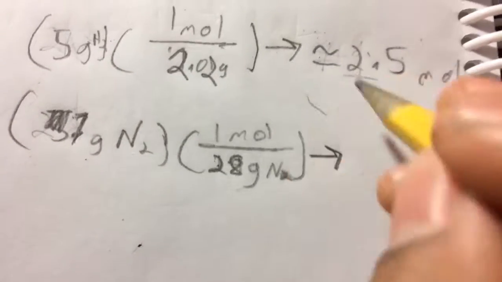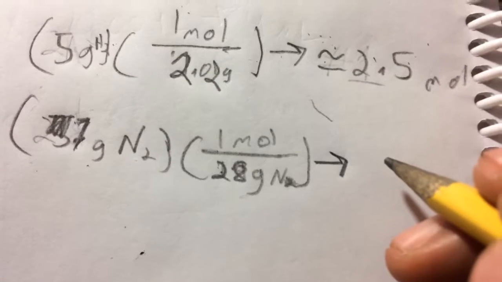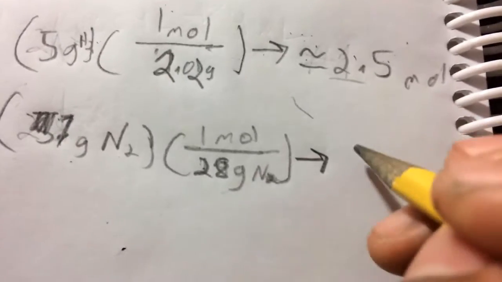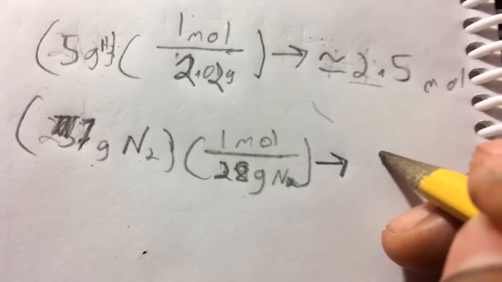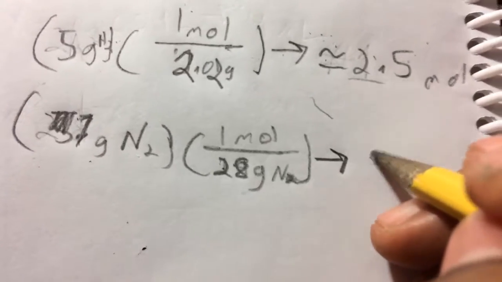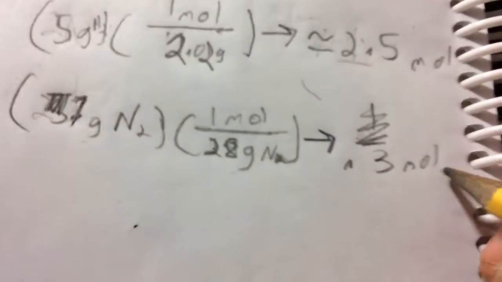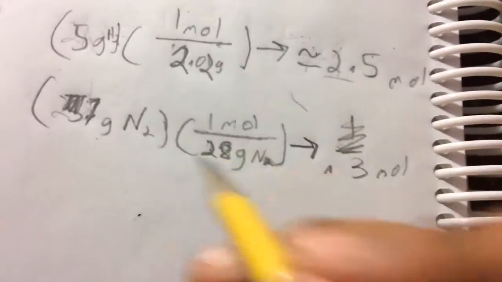So that number is going to be something like, let me give a really quick guesstimation here. It's a smaller number, because 7 divided by 28 is going to be a pretty small number. So it's going to be a fraction, about 1 over 3 moles, or 0.3 moles. So the smallest number you have here is 0.3 moles of nitrogen. So you found your limiting reagent, which is nitrogen.